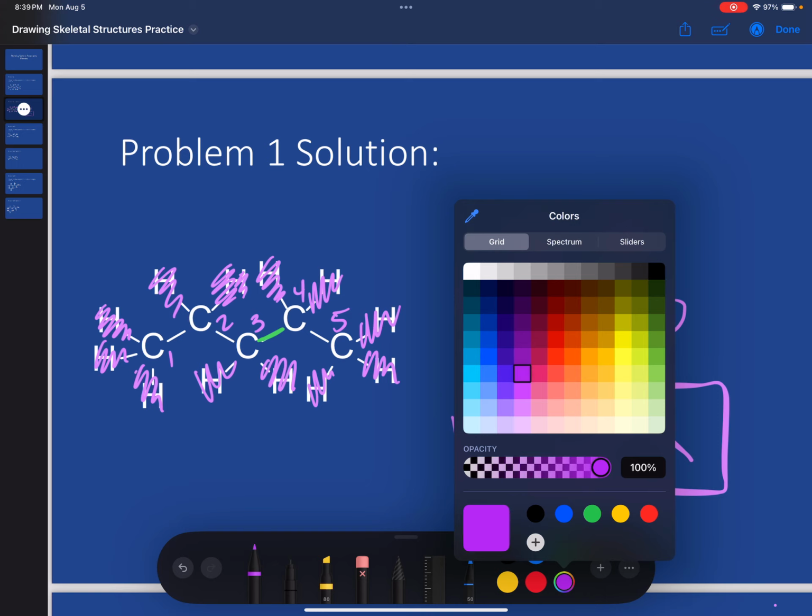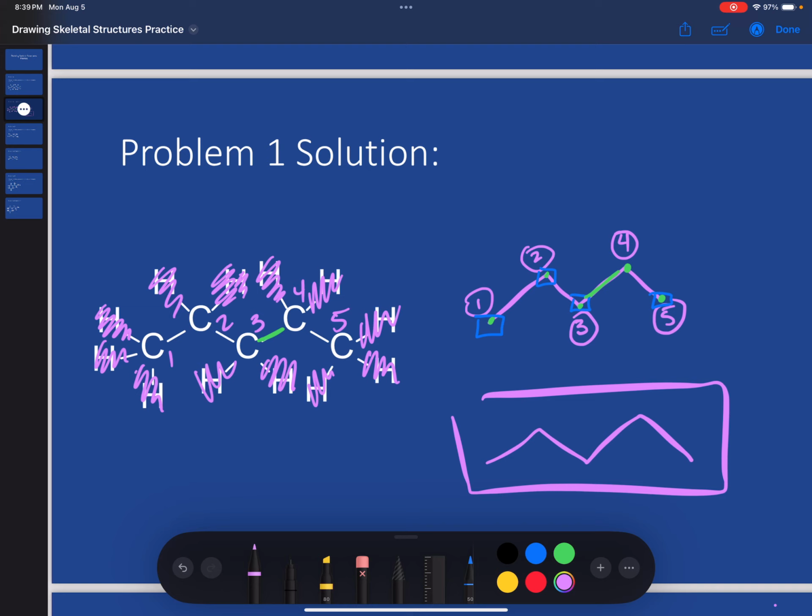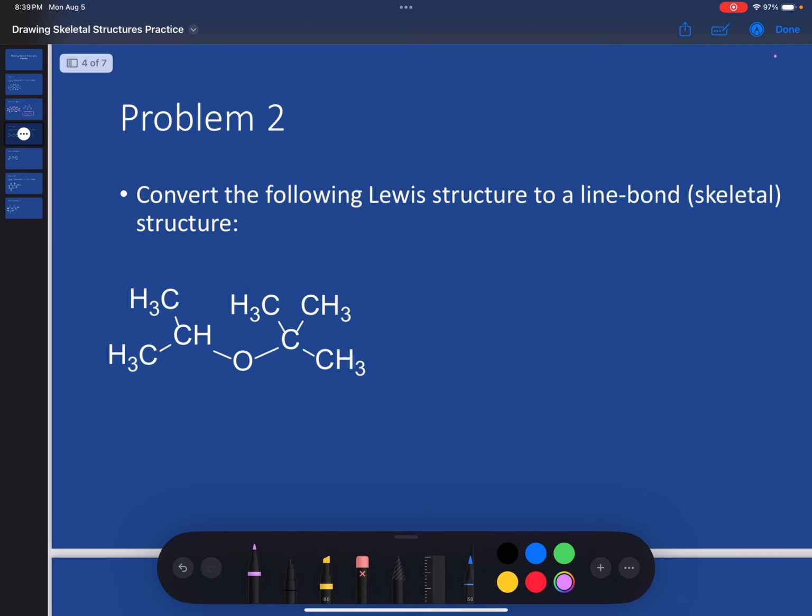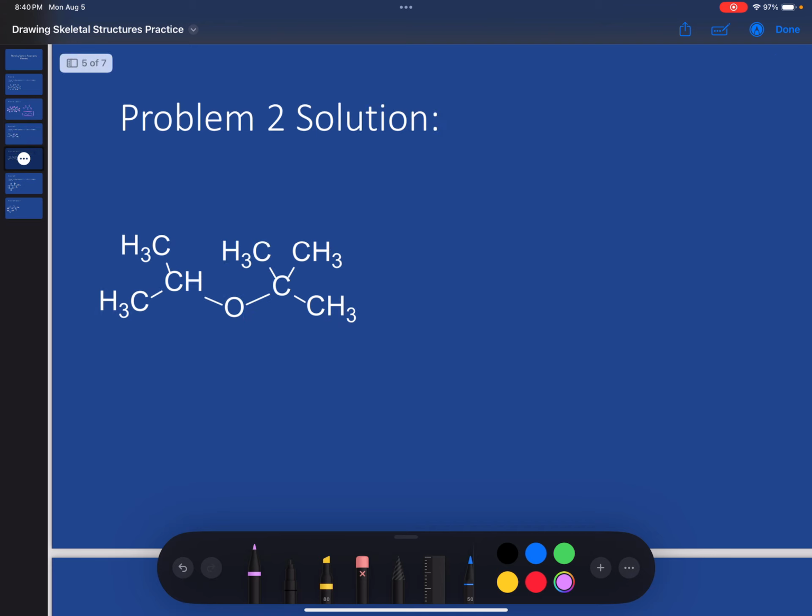Okay, so we're going to continue on to the next problem, number 2. We're going to do the same thing. The difference with this is that we do have a heteroatom. So that changes just a little bit. Again, if you want to draw the skeletal structure for this, you are free to do so, or hit pause if you want to try yourself. Otherwise, I'm going to go to the solution slide and get started.